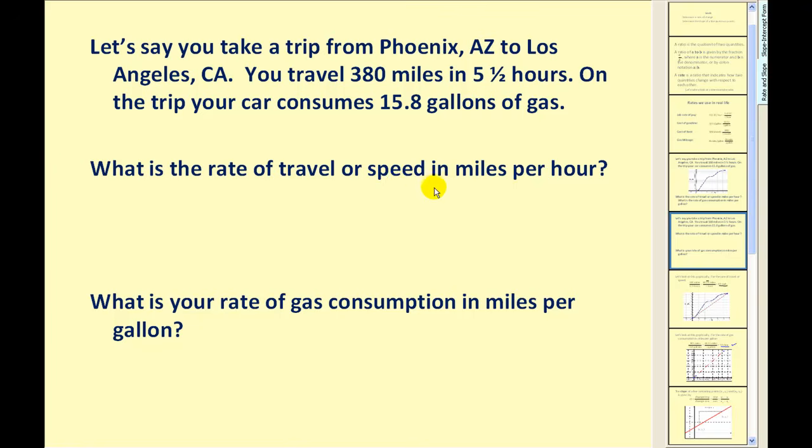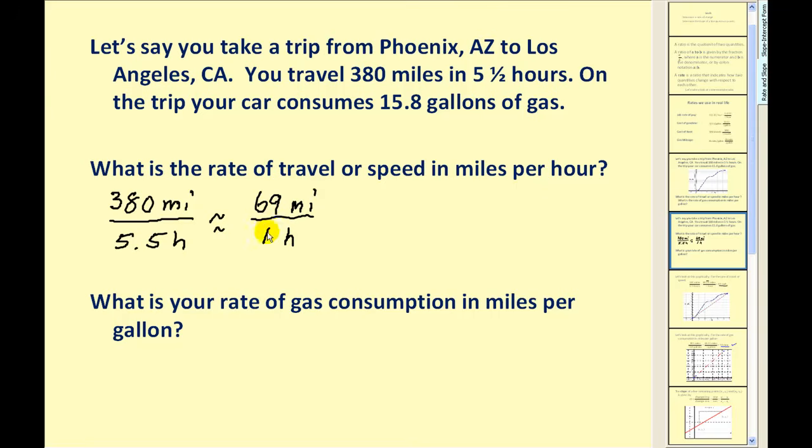So to find the rate of travel or speed in miles per hour, we have to write a rate that compares total miles to total hours. So we traveled 380 miles in 5.5 hours. This is our rate for this trip, but to add more meaning to it, we're going to go ahead and divide or find this quotient. So we'll take 380 and divide it by 5.5. This comes out to slightly larger than 69, but for the sake of an example, we're going to leave it as approximately 69. We're going to leave the units on miles per 1 hour.